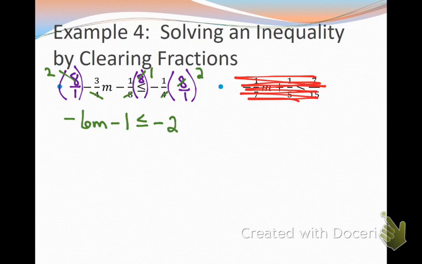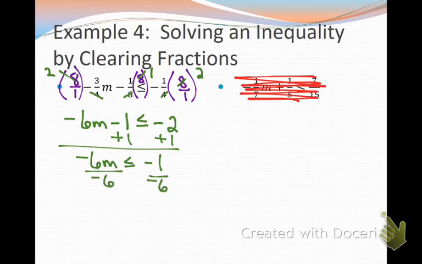Go ahead and solve this 2-step inequality. Okay, so what do I do next? Add 1 on both sides. Negative 6m is less than or equal to negative 1. Now what do I do? Divide by negative 6. What is my answer? 1/6. It is positive 1/6.